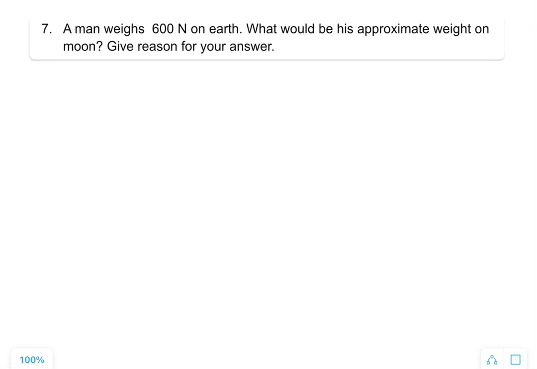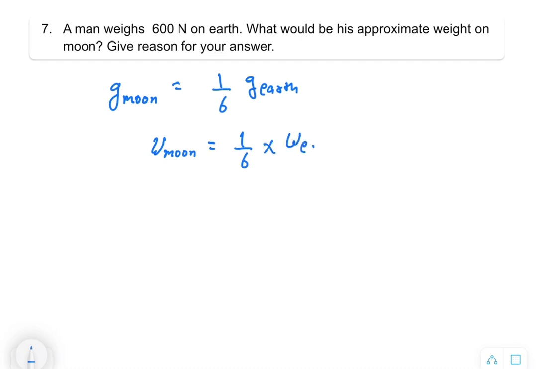A man weighs 600 Newton on Earth. What would be his approximate weight on moon? Give reason for your answer. The acceleration due to gravity on moon is 1/6 that of Earth. So the weight on moon will be 1/6 times the weight on Earth.